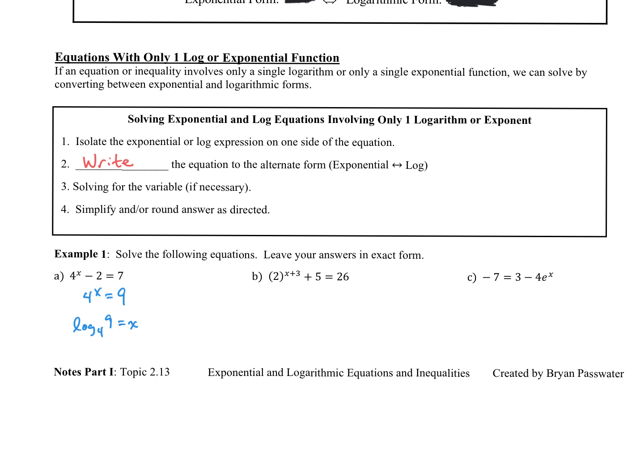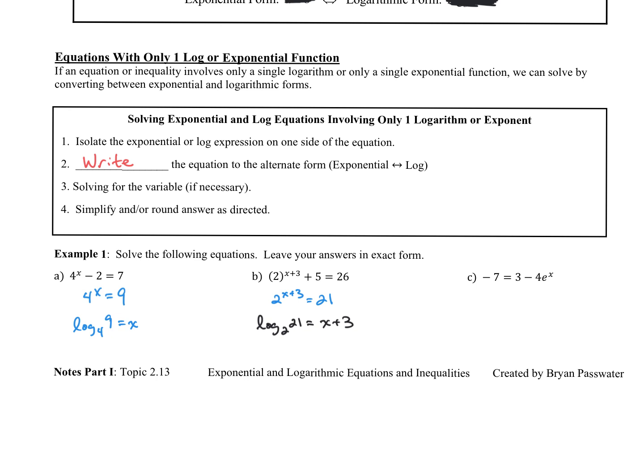All right, this next one, the first thing I need to do is do what? Subtract 5. And so now I have 2 to the power of x plus 3 is equal to 21. And so now what do we do? Right now it's in exponential form, so now I need to put it in what form? Log form. And so now I have log base what? 2 of 21 is equal to x plus 3. And so now what do we need? We need to subtract 3.